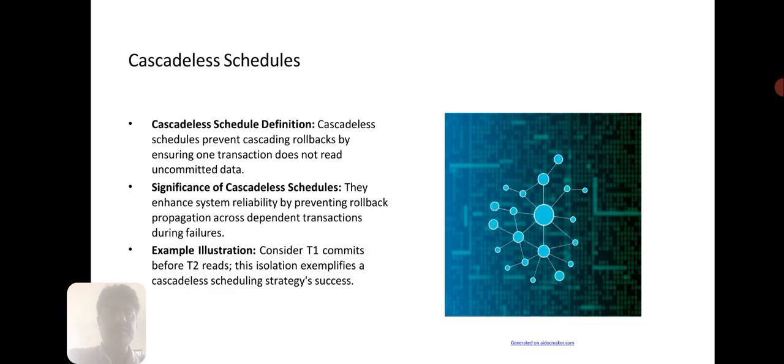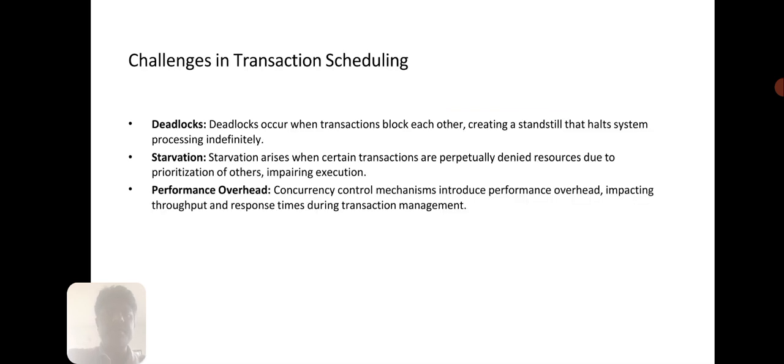Cascadeless schedules prevent cascading rollback by ensuring one transaction does not read uncommitted data. The significance of cascadeless schedules is that they enhance system reliability by preventing rollback propagation across dependent transactions during failure time. Next, some challenges in transaction scheduling: deadlock, starvation, and performance overhead. Those are the challenges in transaction scheduling.